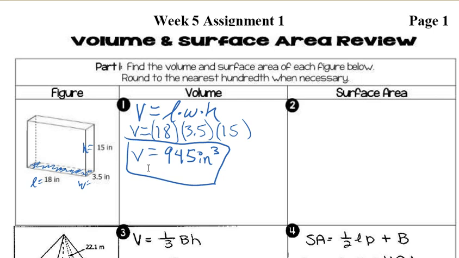And make sure it's in inches cubed, right, when you write down your answer. So they just plug it in. So volume is pretty straightforward. It's pretty easy. It's just plugging and chugging, right?